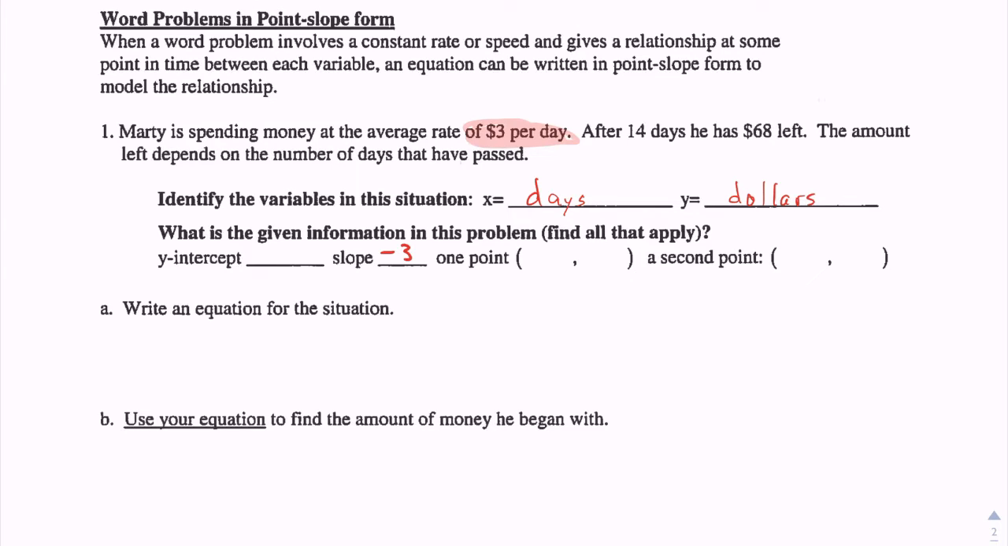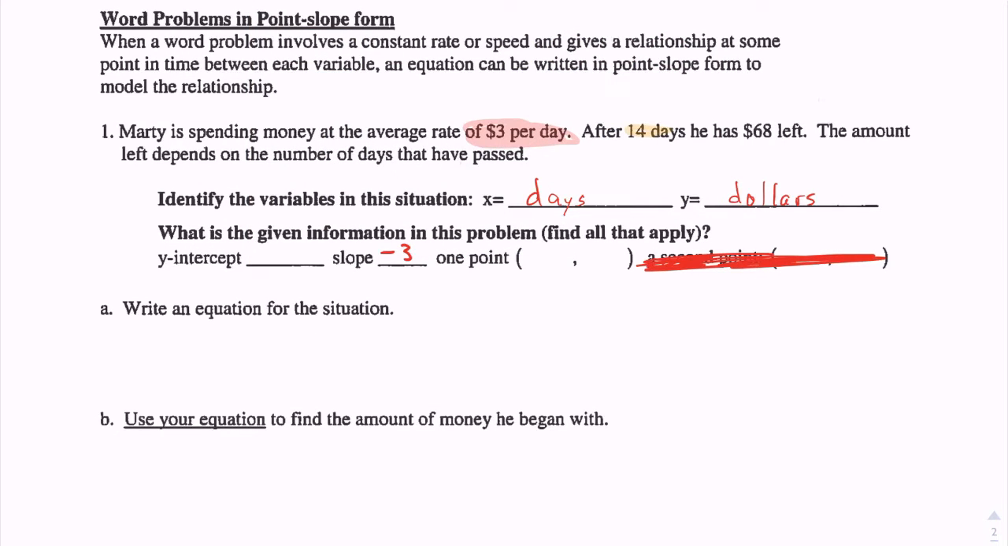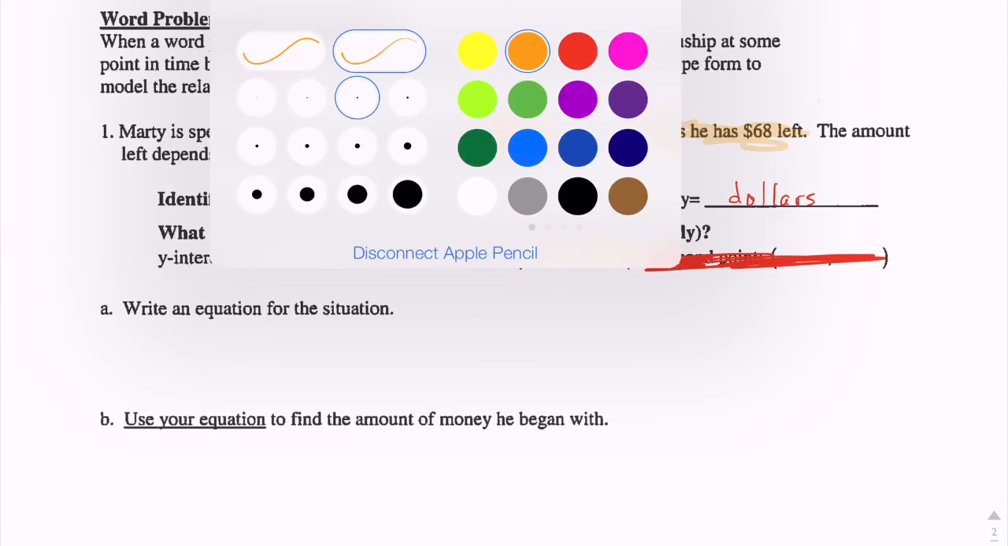Okay, so that means usually if you have one slope, you are not going to have 2 points, because the reason you have 2 points is so you can calculate your slope. Alright, now if we look further into the problem, we have that after 14 days he has $68 left. Well, days is our X, so that's the X coordinate of our point, and $68 is going to be the Y coordinate since Y is the same as dollars.